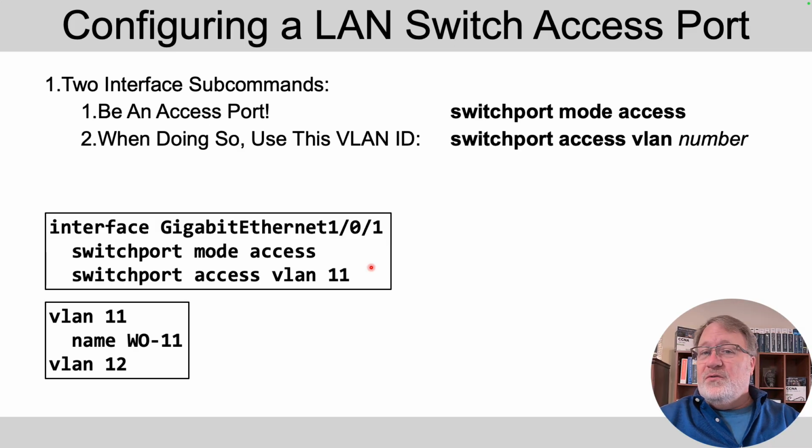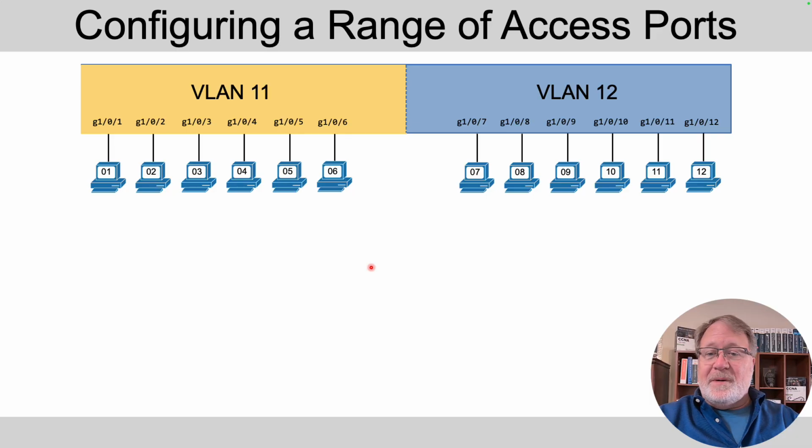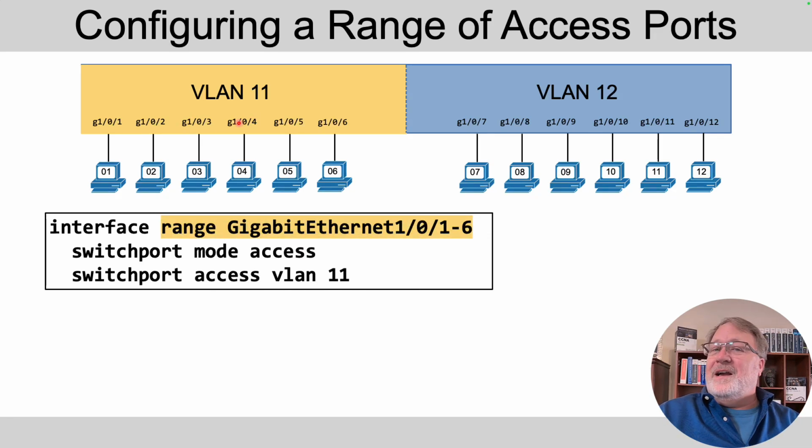Now, we can be more efficient at how we go about configuring things because remember, we had 6 ports we wanted to be in VLAN 11 and 6 in VLAN 12. So we could keep repeating those commands over and over in interface mode for gig 1/0/2, then for gig 1/0/3, then for gig 1/0/4. But you may recall there's a command called interface range in config mode. So interface range, then gigabit Ethernet 1/0/1-6, which means to IOS, hey, all the commands I type now are interface subcommands for all 6 interfaces. So we type those same 2 commands.